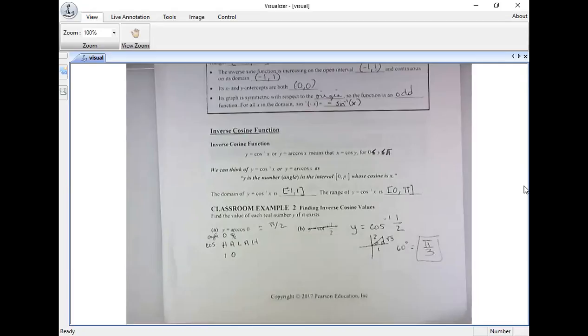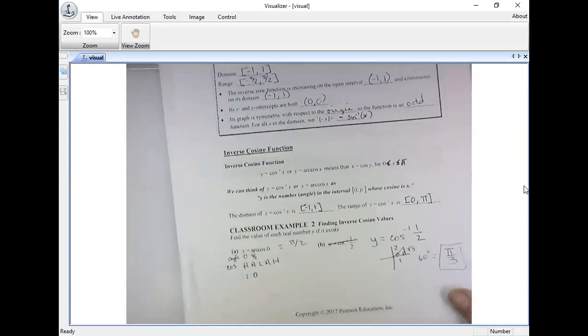Does that make sense? Yes, no? What do you think? You just got to think backwards. If you know what the ratio is, you got to figure out which angle would give you that value. Okay?